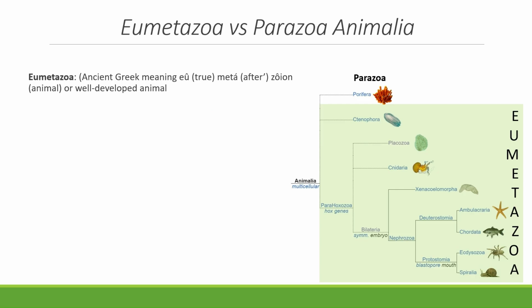Okay, at this point, we can clearly articulate the first major split in the animal lineage. Parazoa, represented by sponges, lack true tissues and do not undergo gastrulation in the same organized way as the other animals.